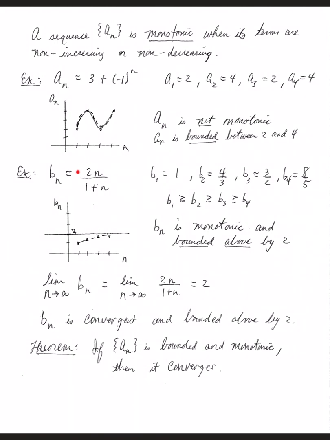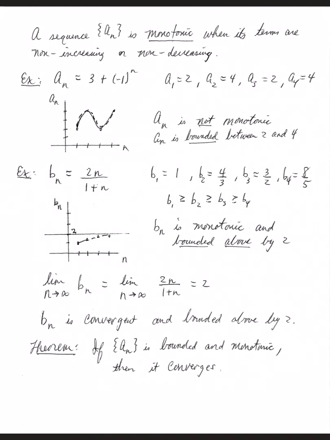If I were to take the limit of this sequence's nth term, the limit of 2n over 1 plus n, I'm going to get 2. It turns out that this sequence is monotonic and bounded above by 2, so we have a convergent sequence bounded above by 2.